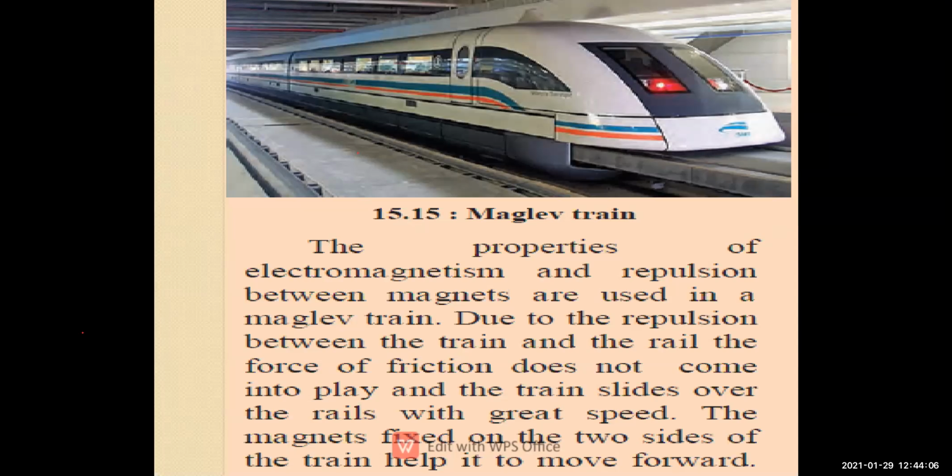Now, if there was an attraction property in the maglev trains, what would happen? The train would not move from one place to another, because of the attraction the train would be stuck there. Due to the repulsion property between the train and the rails, a force is developed which helps the train take great speed and move from one place to another.